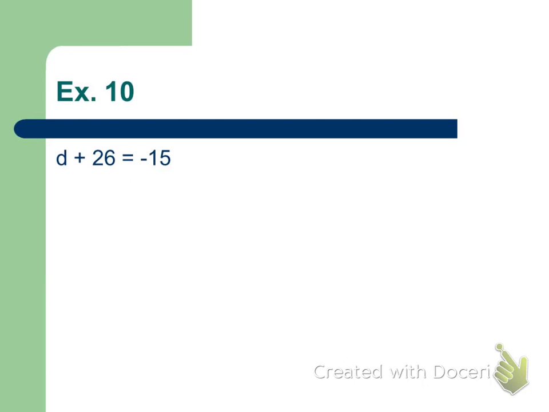All right. Number 10. We'll go back to the other side of the room. Houston and May. Subtract 26 from both sides. Very good. We subtract 26 from both sides. That gets D by itself. So this one was a little tricky also. Negative 15 minus 26. What did we get?